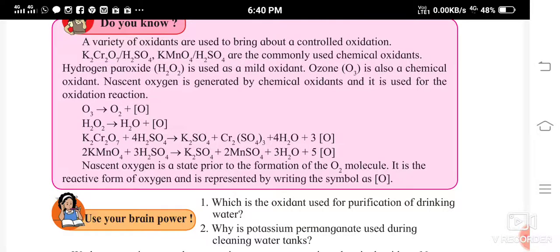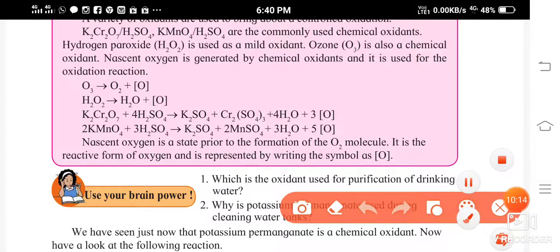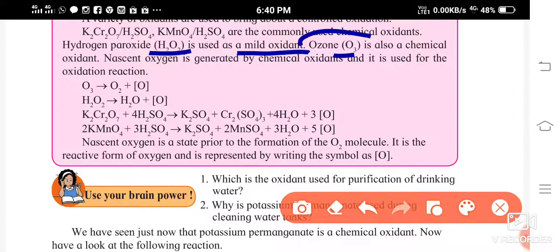Now, hydrogen peroxide, H2O2. These formulas are very important. You should become familiar with these formulas now. H2O2 is hydrogen peroxide, which is used as a mild oxidant. So it's not a strong oxidant. It is a mild oxidant. Ozone, O3, is also a chemical oxidant.